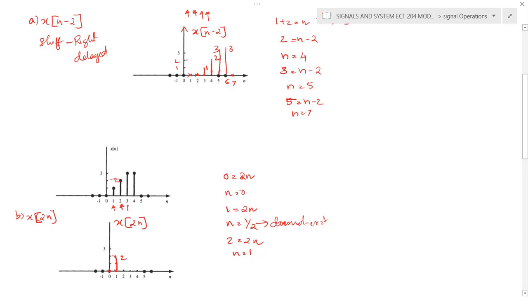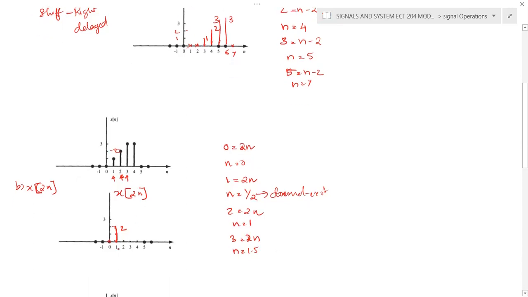Next case, n is equal to 3. 3 will be converted to 2n, so n becomes 3 by 2, that is 1.5. But in the case of a discrete time sequence, there is no such point on the x-axis, so we cannot mark this index value, so there is no representation for this. Now for 3, we will check the index value 4.